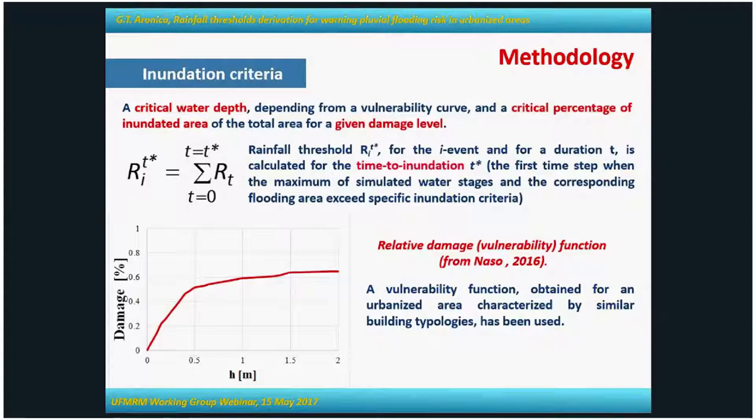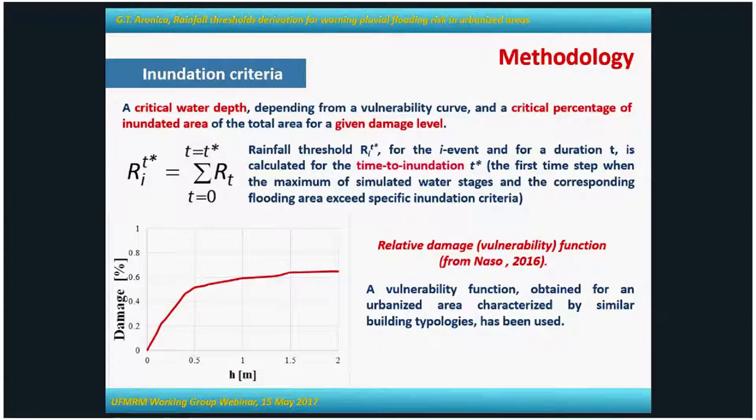So the thresholds are essentially calculated starting from the critical water depth, depending on this relative damage function, using a critical percentage of inundated area on the total area, because you can have critical conditions in two situations. One, very high water depth, or if water depth is not very high, but you have a large inundated area, this is also another critical condition. So the idea is to put together this information.